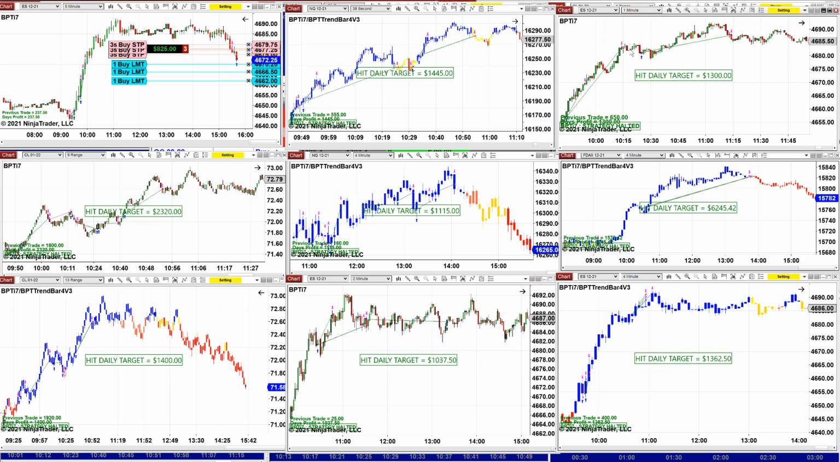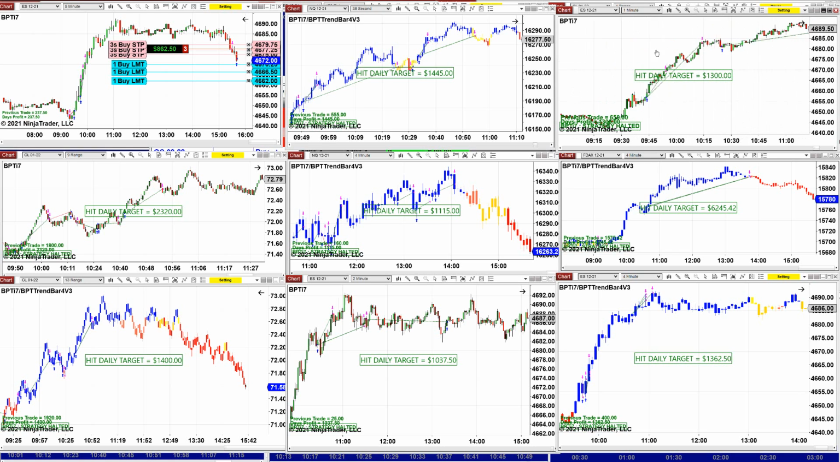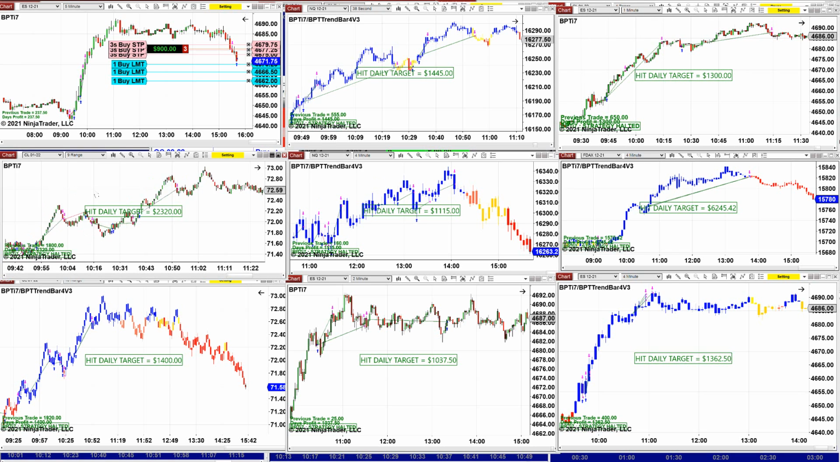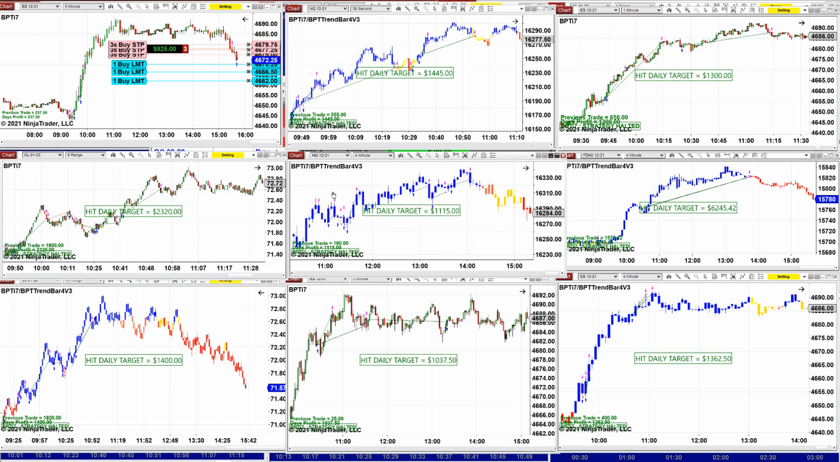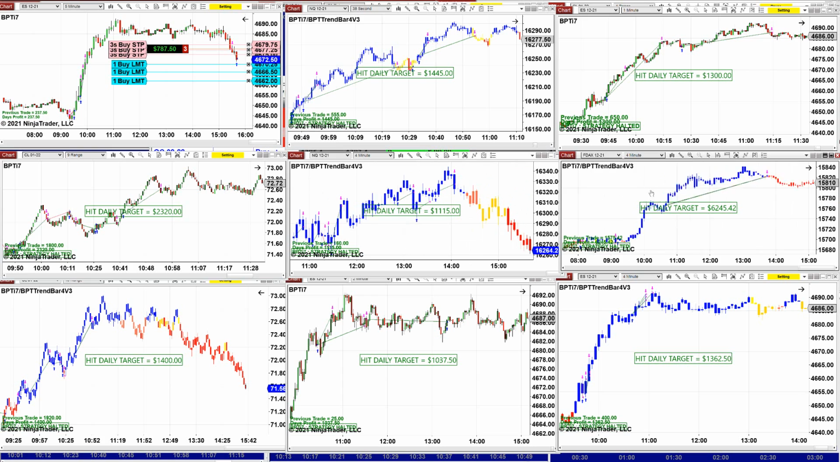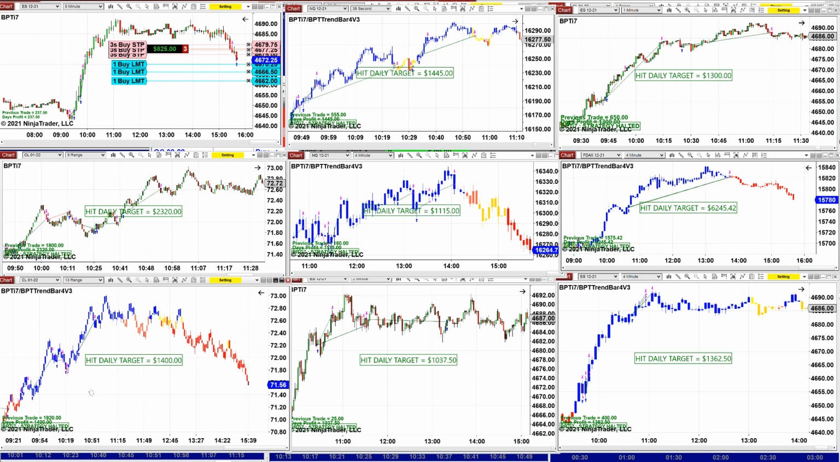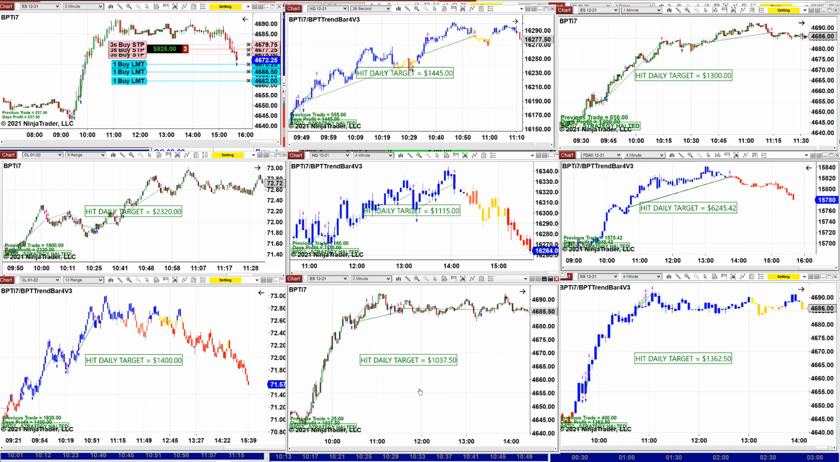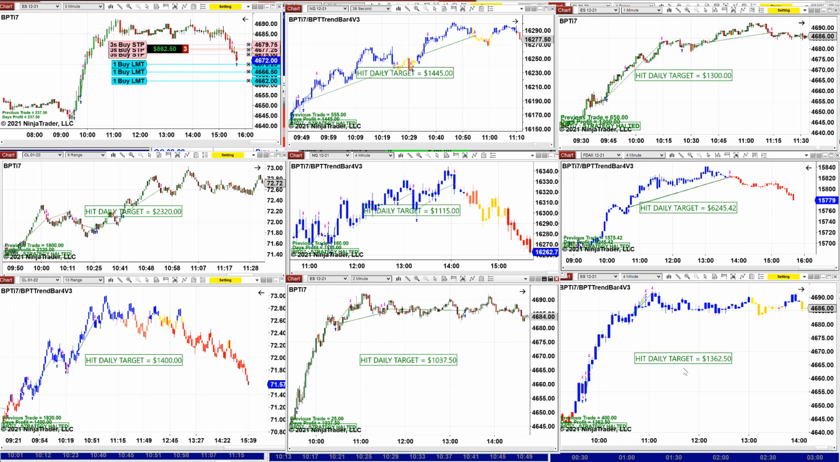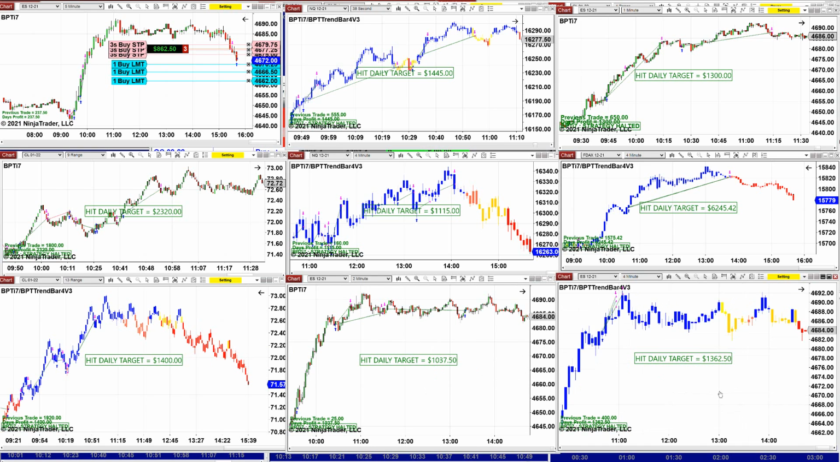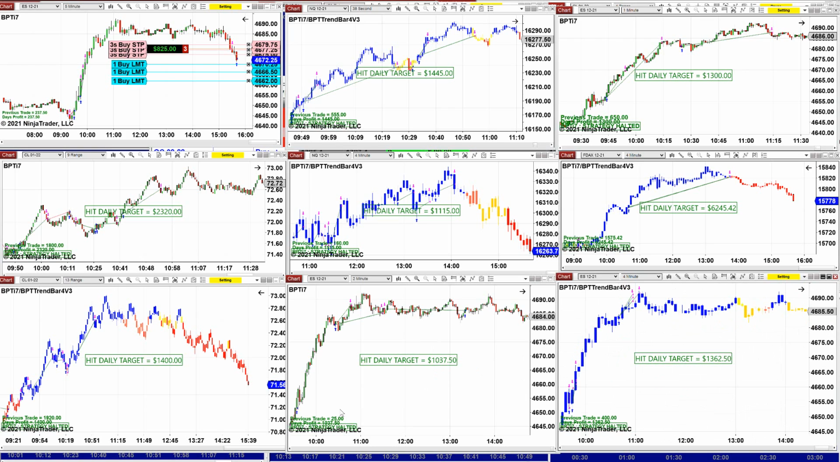ES 1 minute, perfect entry, perfect exit on the 1 minute, 1300. CL 9 range, 2300. 4 minutes scalping Nasdaq. The DAX, I only have one chart DAX. It is 6,200 on the DAX today. 13 range, 1400. And ES 2 minutes, 1000. And 4 minutes, 1362.